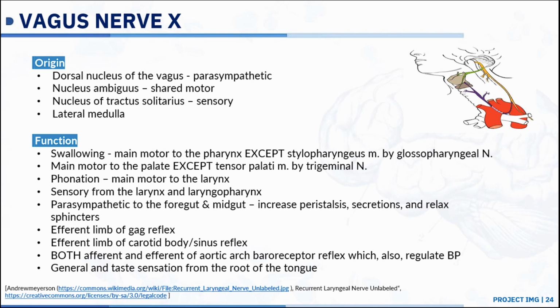Afferent limb of gag reflex, afferent limb of carotid body and sinus reflex. Both afferent limb of the aortic arch baroreceptor reflex, which also regulates BP. General and taste sensation from the root of the tongue.